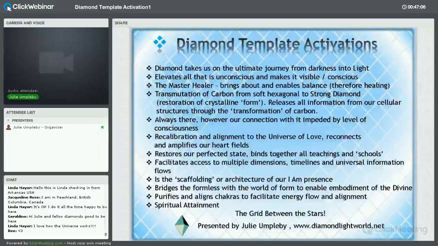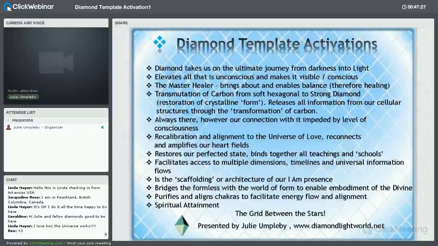It functions to transmute the carbon in our bodies from a soft hexagonal structure to a strong diamond, restoration of crystalline form. It releases all information from our cellular structures through the transformation of carbon.